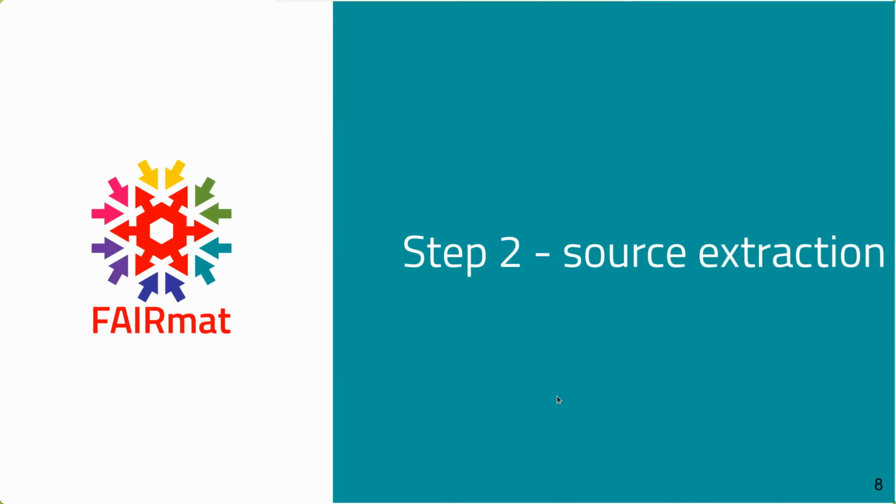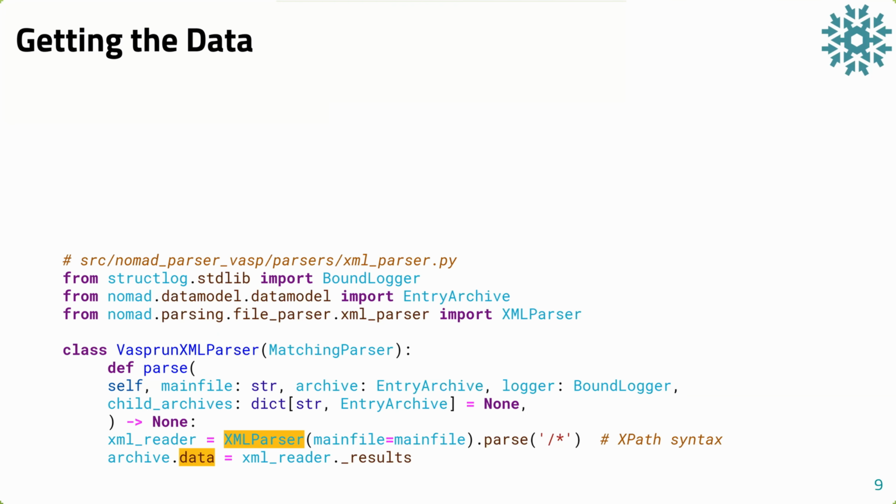That brings us to step 2, extracting the source. So we have access now to our main file or the auxiliary file of interest. We're going to try and extract some data from there. We'll be focusing on the XML output of FASP, but again, this is just one specific example. You can extend this freely.